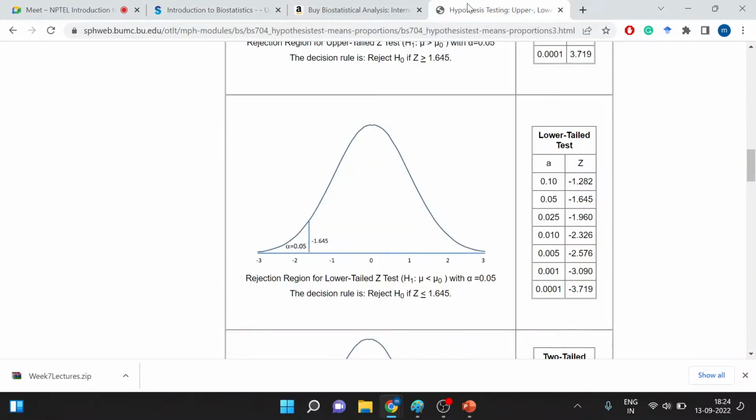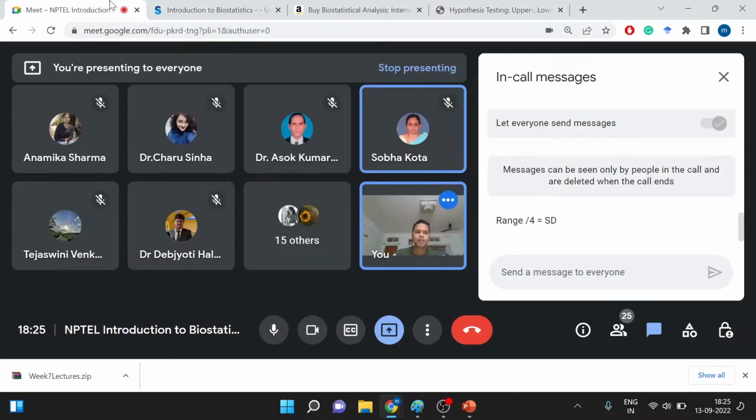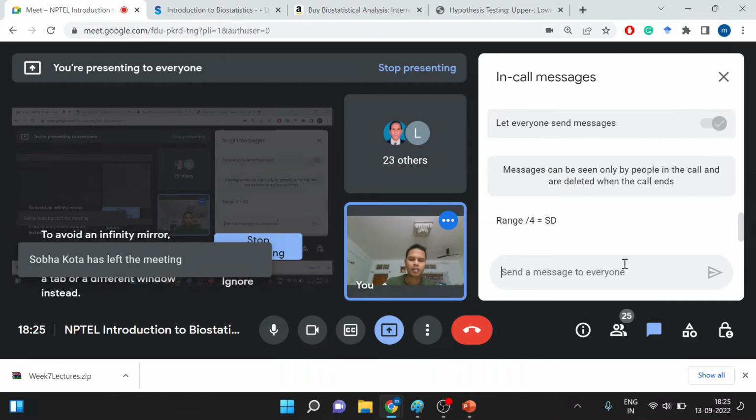Maybe I'll just paste this link where you can look up tables for certain alpha values. For example, here alpha 0.1, the value is minus 1.282. For 0.05, it's minus 1.6, something like that. Yeah, I've pasted the link for that.